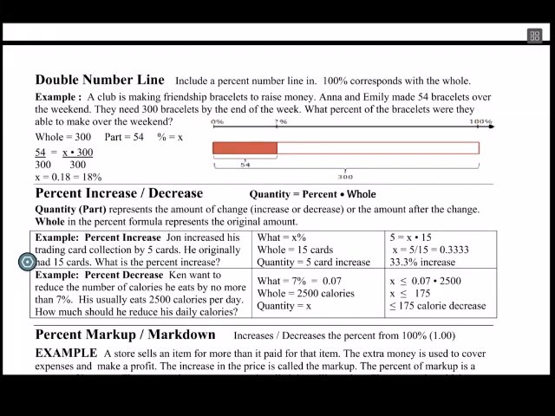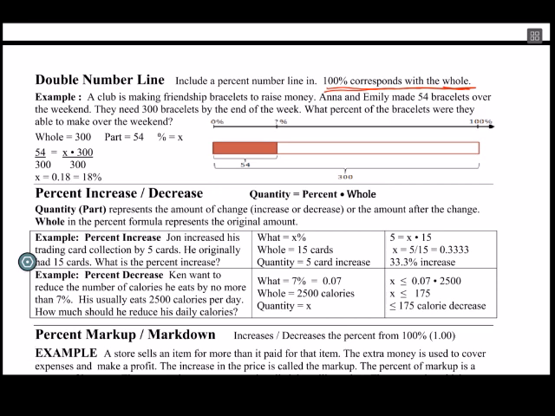This lesson is on double number lines. This is simply a visual representation of our percent equation. The main idea that we need to remember in this is that 100% corresponds with our whole. So let's look at our example.